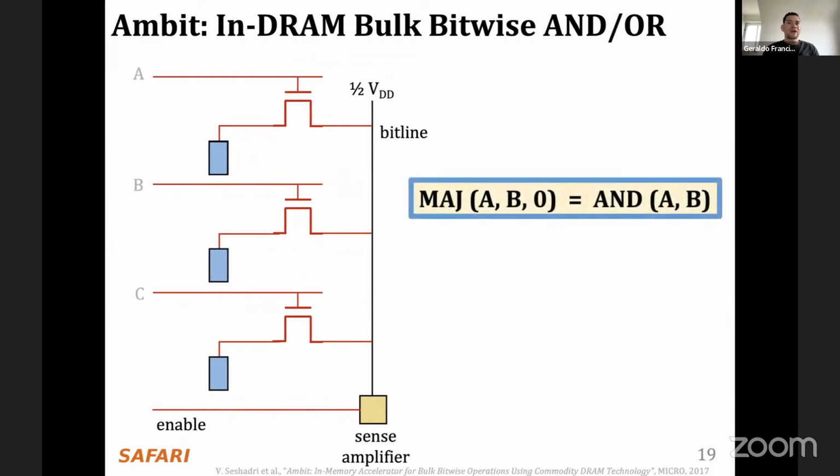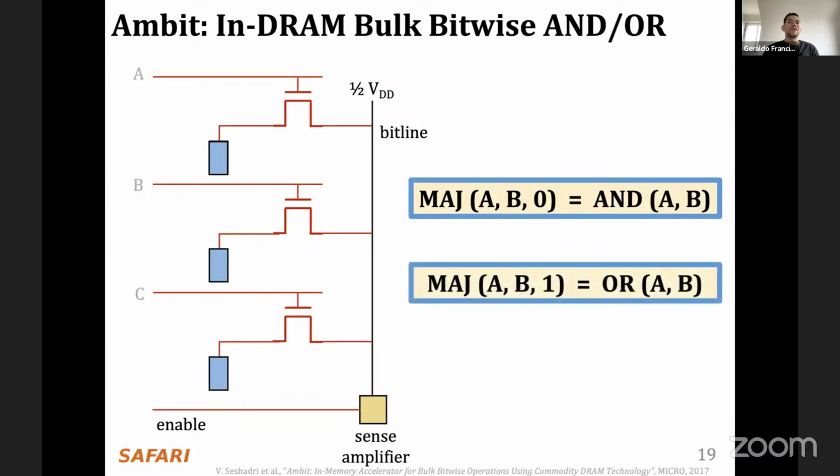Ambit uses the triple row activation command sequence to implement Boolean AND and OR operations by simply setting one of the inputs, for example C, to either 1 or 0. The AND operation is computed by setting the C row to 0, since the majority of A, B, and 0 is equal to A and B. The OR operation is computed by setting C to 1, since the majority of A, B, and 1 is equal to A or B.